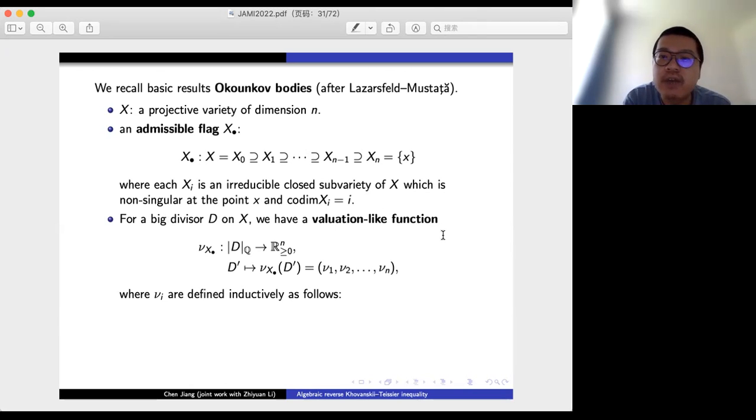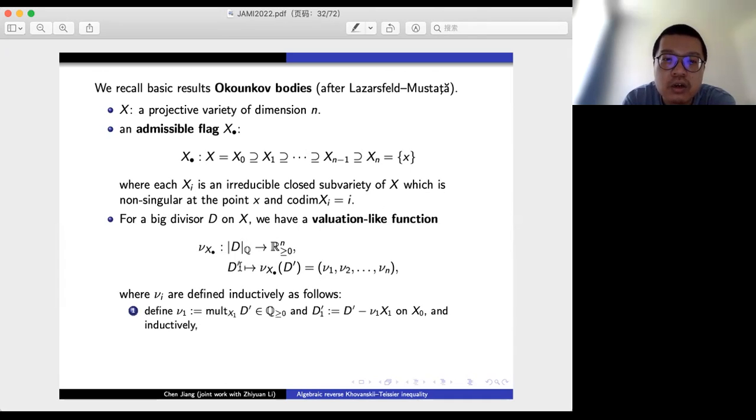a valuation-like function on the Q-linear system of D, to R to the power n. So it's defined as follows. What is nu_1? Nu_1 is just the coefficient of X_1 in D'.